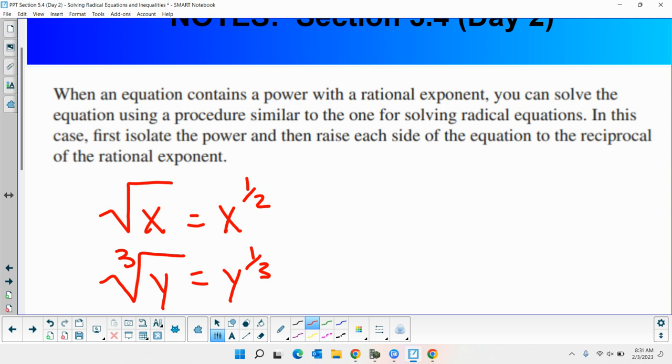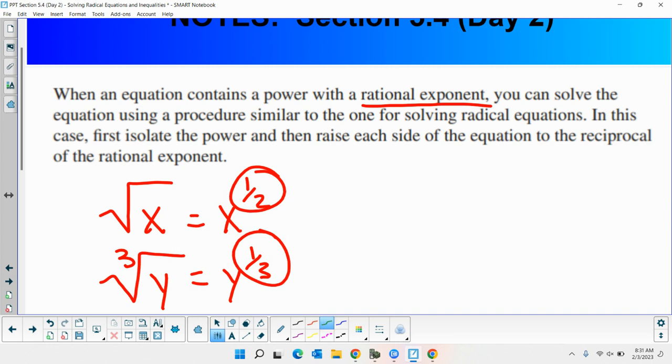So it says we're going to have rational exponents. That's these things, right? Fractions. You can solve the equation using a procedure similar to the one for solving radical equations. In this case, first isolate the power. So, we're going to isolate the x to the power, all right, and then raise each side of the equation to the reciprocal. Okay?